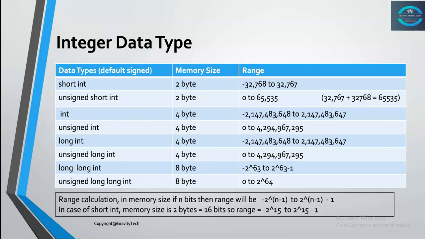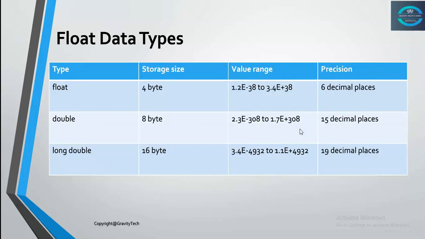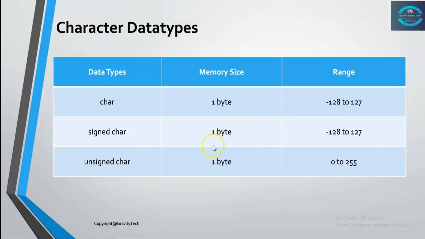Okay. So we looked at integer and we looked at float. Now the character, as I already said, there are a total of 256 characters in the C language. So 1 byte of memory is enough to hold all those characters. Signed character will range from minus 128 to 127, whereas unsigned character will range from 0 to 255.